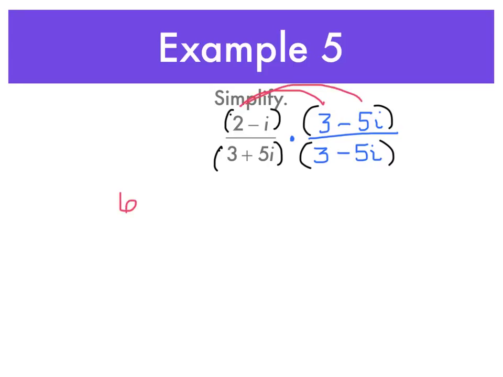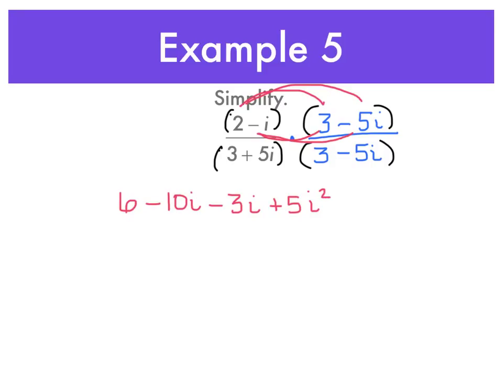2 times negative 5i is negative 10i. This is a negative i times 3, so that's going to make a negative 3i. And a negative i times negative 5i. Well, negative 1 times negative 5 makes positive 5, and i times i makes i squared. Okay, so that's the top FOIL.